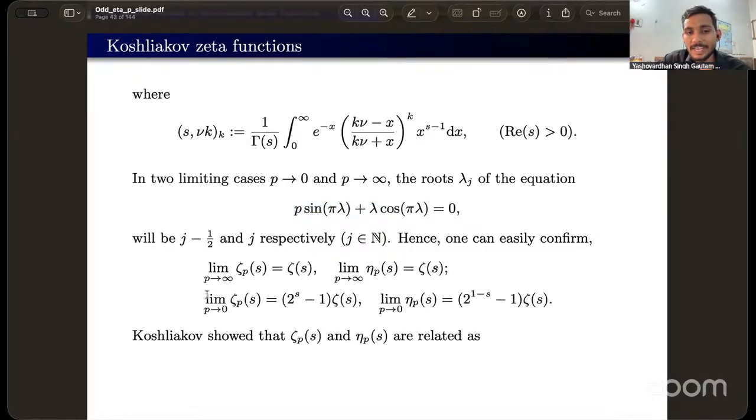And if we take p tends to infinity in the zeta p function, because it has polynomials of the same degree, in the infinity case they will become 1, and the lambda j's behave as j.